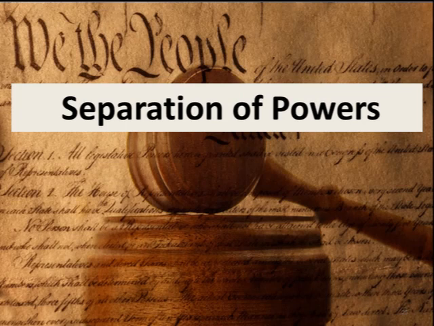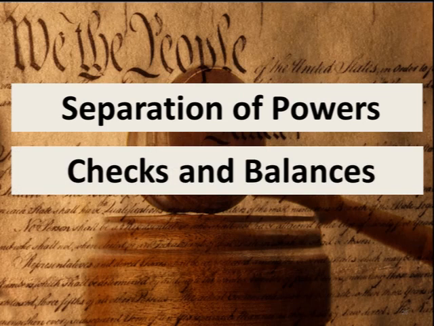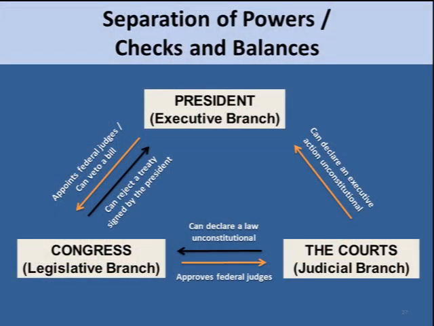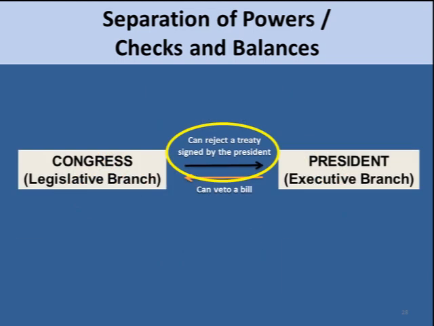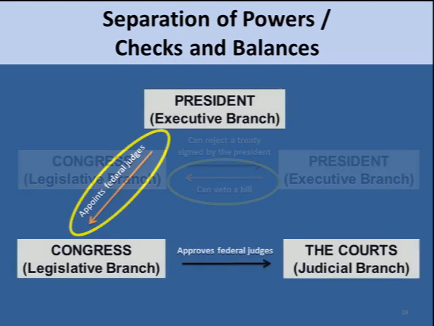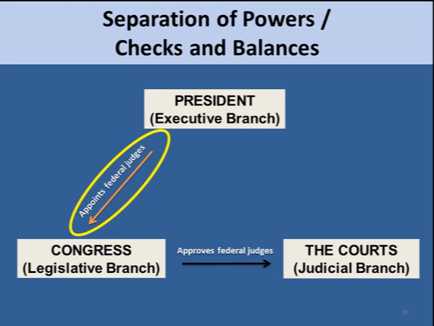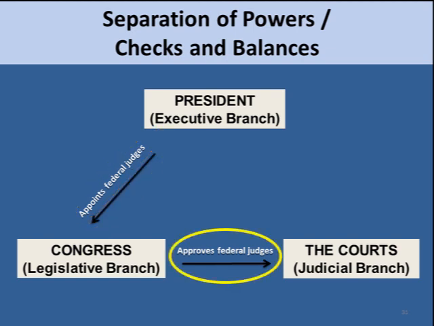The Constitution also includes a system of checks and balances, which allows one part of the government to check another. For example, Congress can reject a treaty even though it was signed by the President, and the President can veto a bill for new legislation proposed by Congress. Another example is federal judges. The President appoints federal judges, but Congress must approve the candidate.